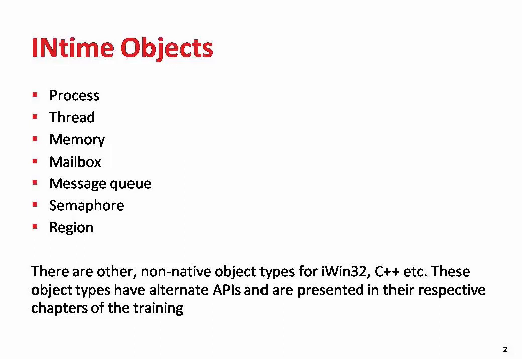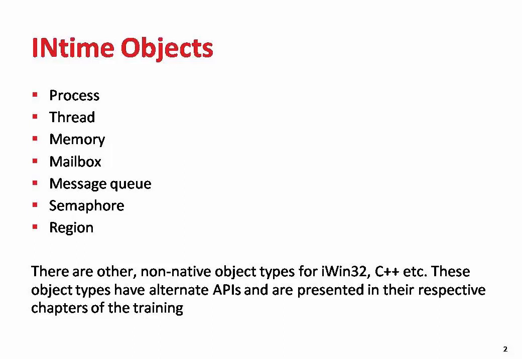A process provides an environment for threads and is used to control the resources consumed by threads. A thread performs the work of the system and is the only executable, active object. Associated with each thread is a processor context. Memory can be allocated and freed dynamically. A mailbox is used for passing information between threads.